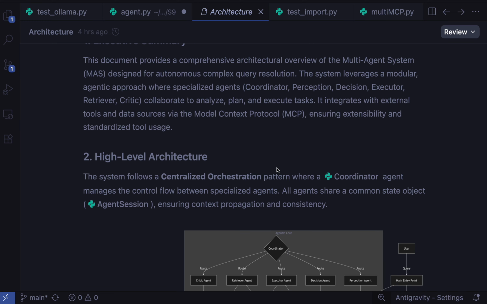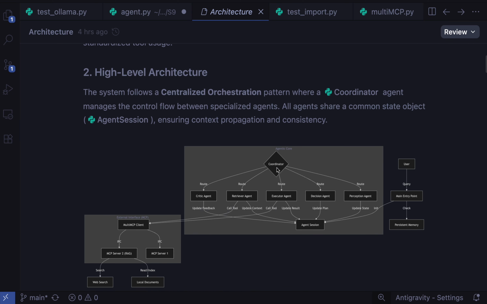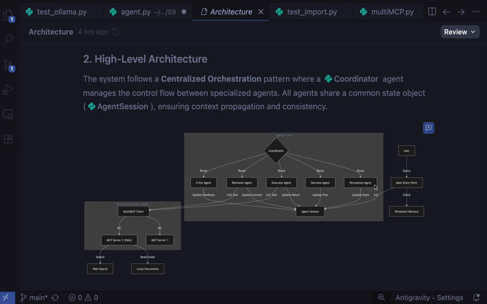So I'm going to explain the multi-model system which I built based on session 10. Here's the high-level architecture. We have six agents, starting from perception, critic, retriever, executor, decision, all working in sync, coordinated by a coordinator agent. It's also handled by the memory side, so that if a similar or same query was asked before, it searches using the FAISS model and gives you the response right there.